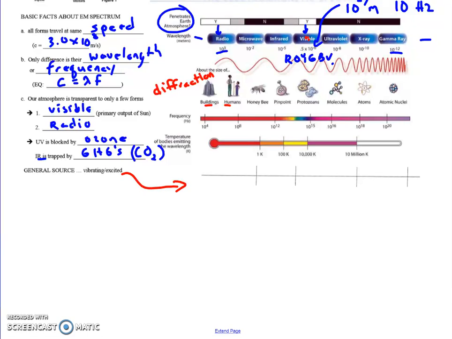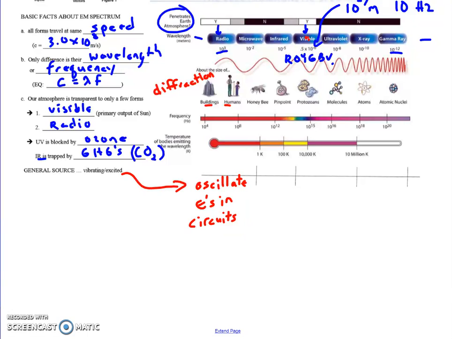So if I want to create radio and microwaves, generally what you do is you simply oscillate electrons in circuits. Okay, so it's more of a macroscopic property. You have electrons in a circuit or a transmitter, and they vibrate back and forth over some distance, and an antenna works in a similar fashion.